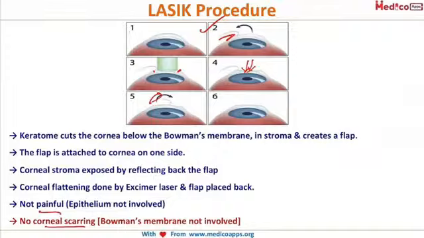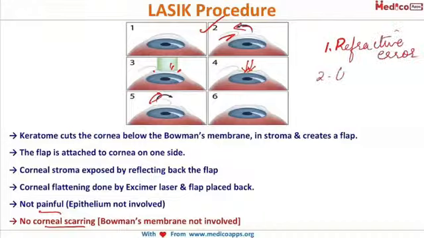Is this procedure clear? First you create a flap and you ablate the stroma. How much the stroma should be ablated is decided based on number 1, the refractive error, and number 2, the corneal thickness. These two decide how much of the stroma you're going to ablate. Then again the flap is placed back in its anatomical position.